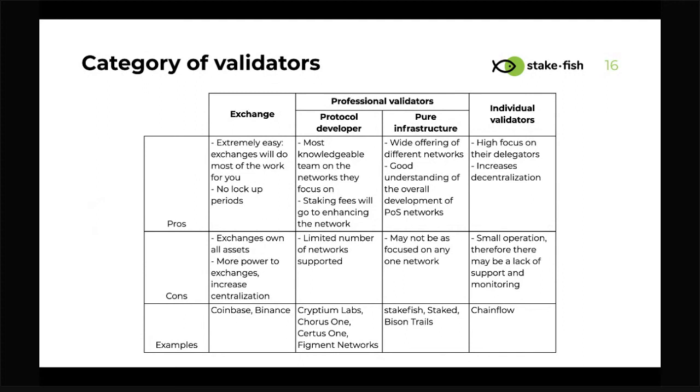To give a one-liner on which sort of category you should choose for your validator, if you really want to go for ease, go with an exchange. If you want to really support a network and support teams that add more value to the network, go for a protocol developer. If you have different tokens across different proof of stake networks, go for a pure infrastructure validator. And if you really value decentralization, support an individual validator.